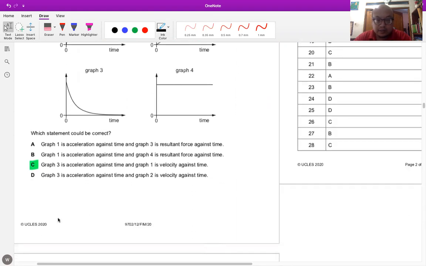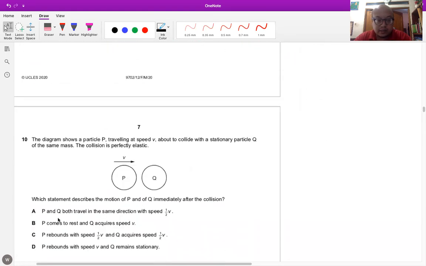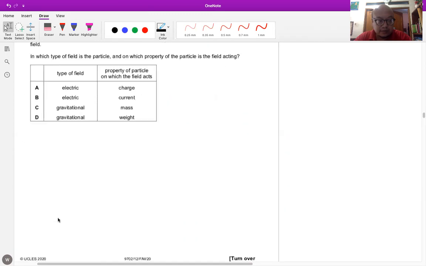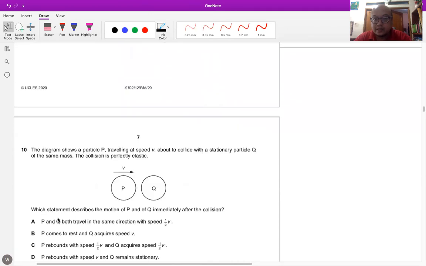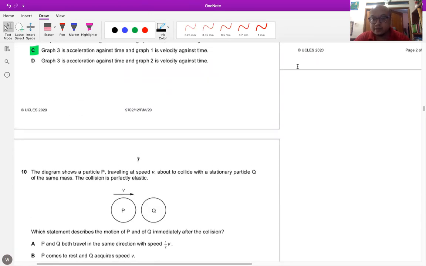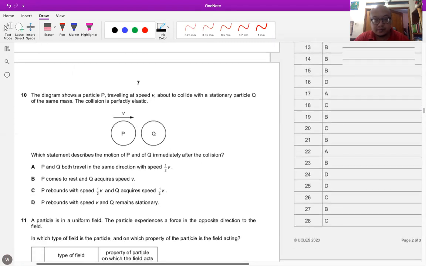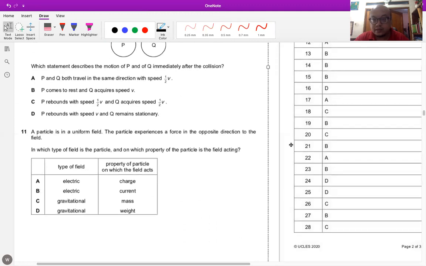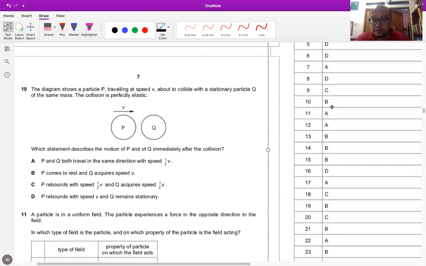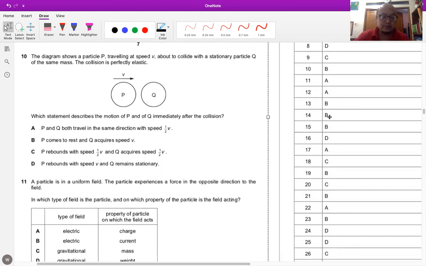Okay, now we try to see questions 10 and 11. We see the answers first. I scroll down. Number 10 is B and 11 is A.